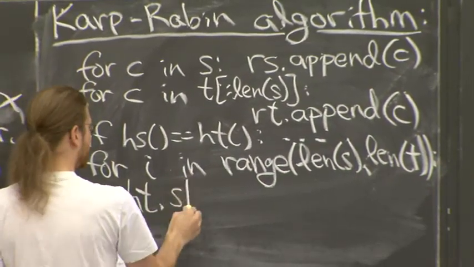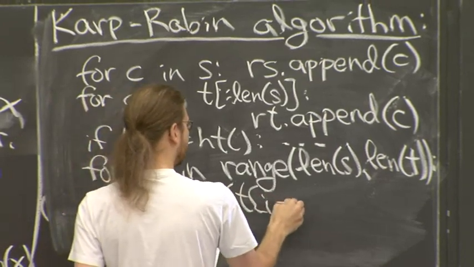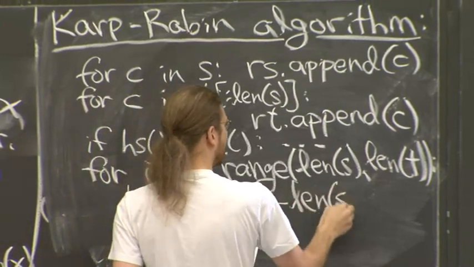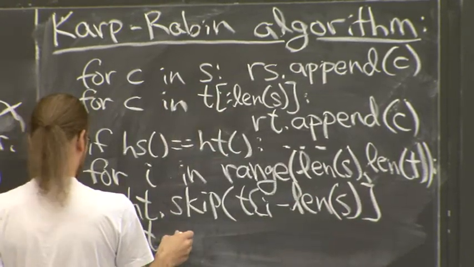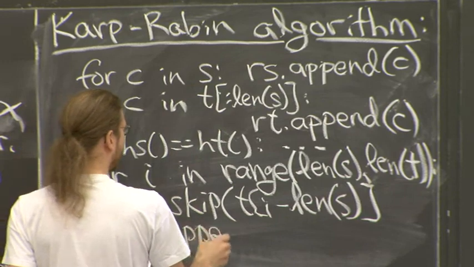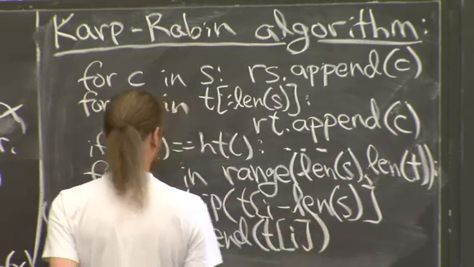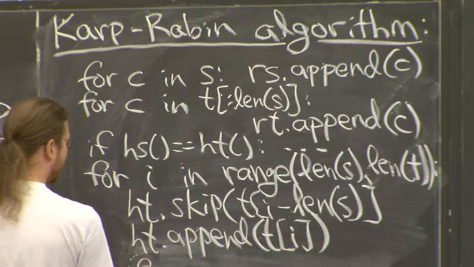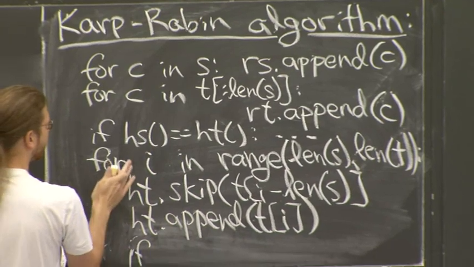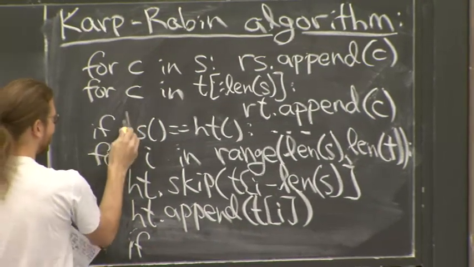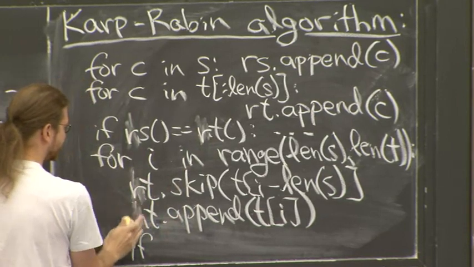and all I need to do is throw away the first letter, which I know is t of i minus length of s, and add the next letter, which is going to be t of i. And then after I do that, I don't change hs, because that's fixed. Or sorry, I switched from h to r; in my notes I have h. I've been switching to r, so all those h's are r's. Sorry about that.